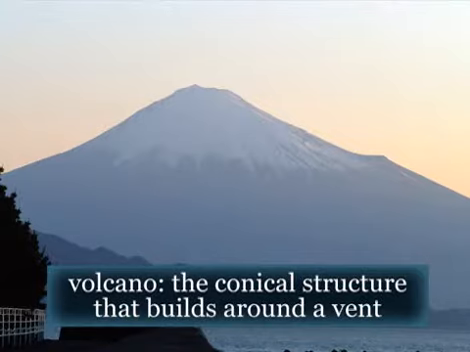I'd like to continue our discussion of volcanic activity. I think before I do, I better tell you what a volcano is. I guess we haven't gotten around to defining one yet. By definition, a volcano is the conical structure that builds around a vent. Vent, of course, being the hole in the ground through which all this stuff comes. So the conical structure that builds around a vent is a volcano.